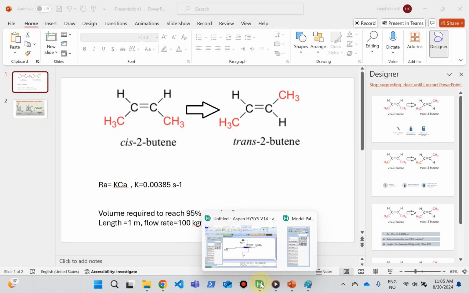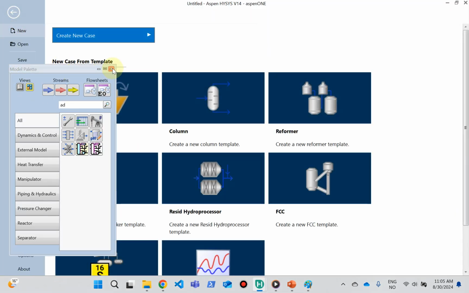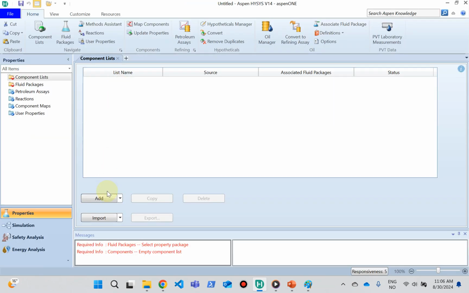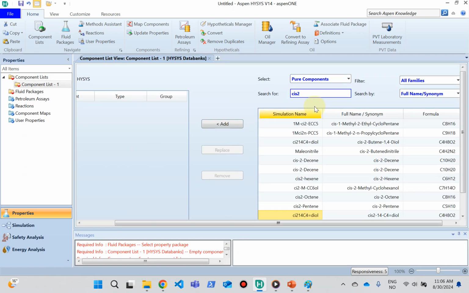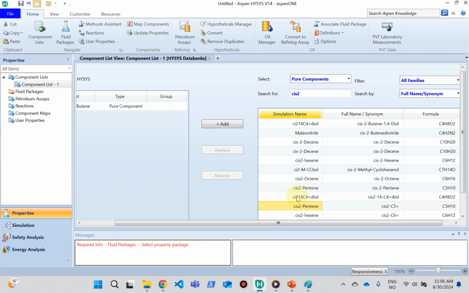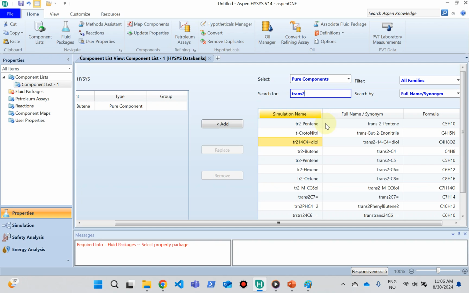Let's get to Aspen Hysys very quickly. I'll start it from scratch. Let's make a new one. So the first thing first, again, is to add the component list. So cis-2-butene, you can see it here. And then you have trans-2-butene, TR2 C4, here it is. And then we have all the components required.